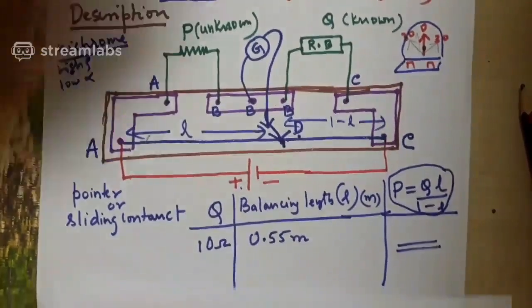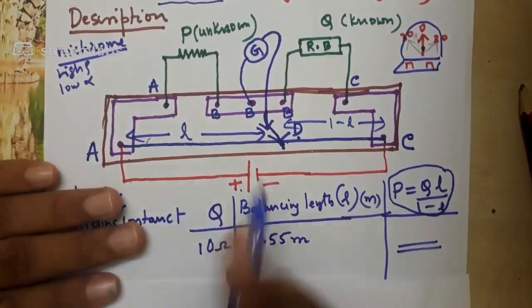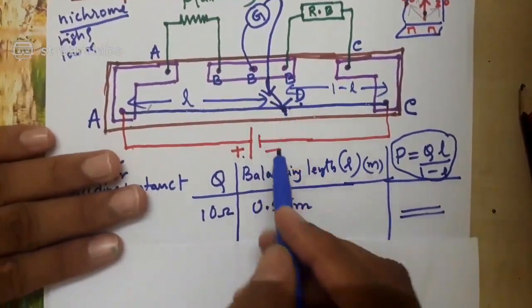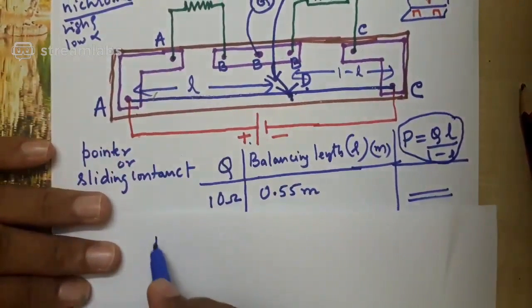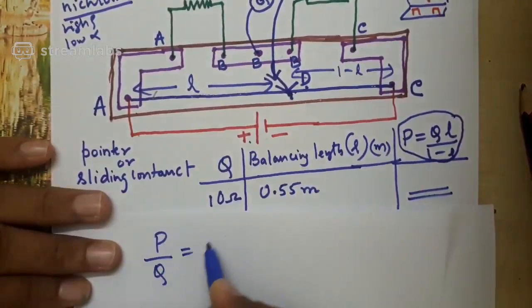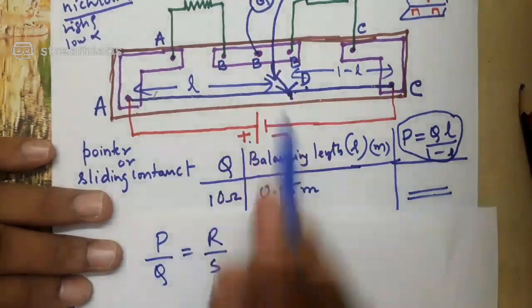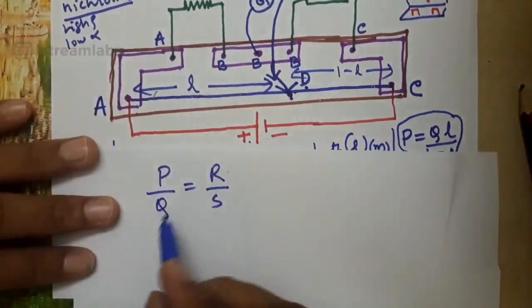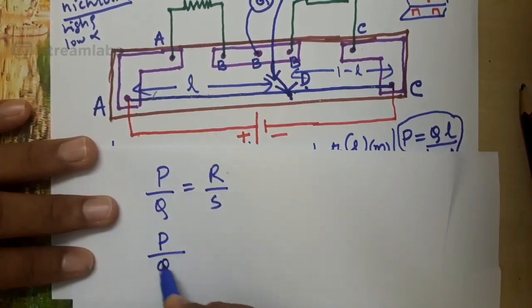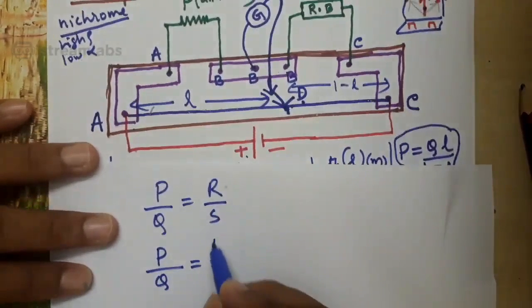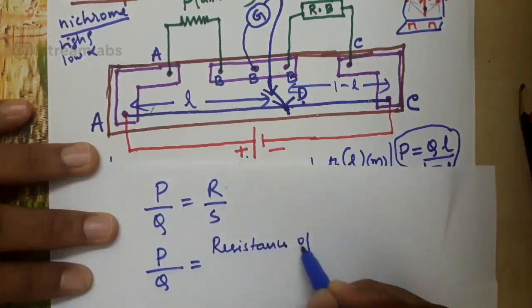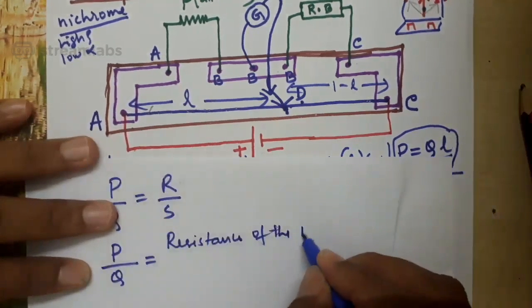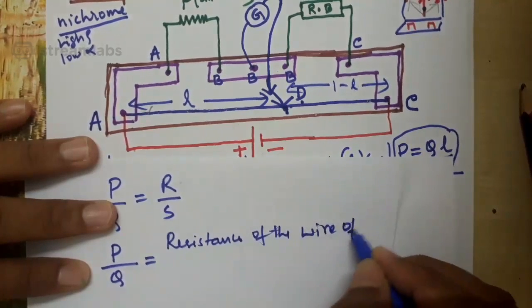Okay, now coming to the last point, why this formula? When you keep the sliding contact in contact with the wire at point D, since the network is balanced, don't you think that I have to use the formula P by Q is equal to R by S? Since the network is balanced, current flowing through the galvanometer is 0. So P is unknown, Q is known. That is equal to, don't you think that R is the resistance of the wire? R is the resistance of the wire of length L.